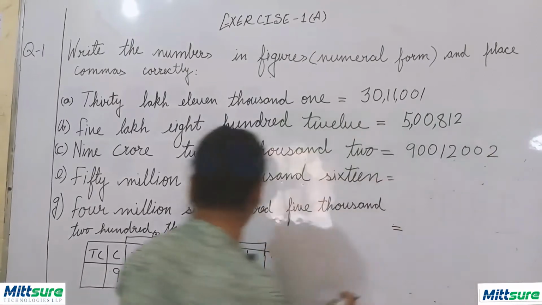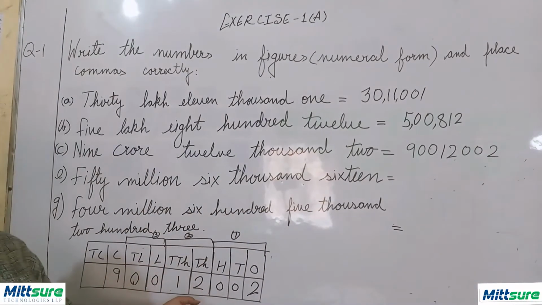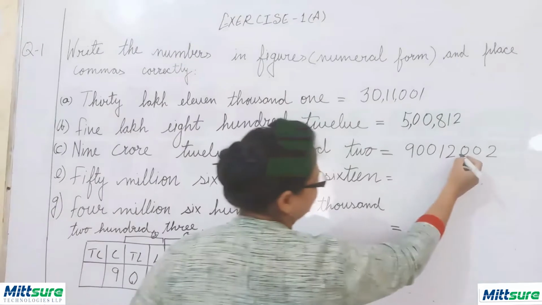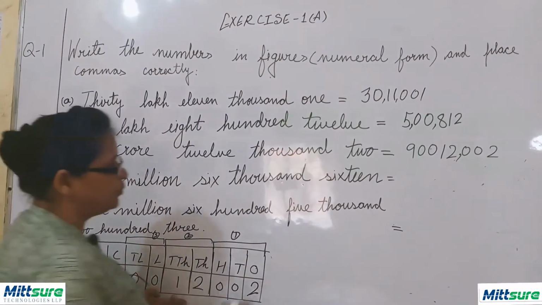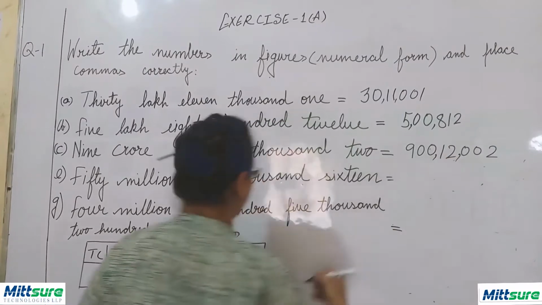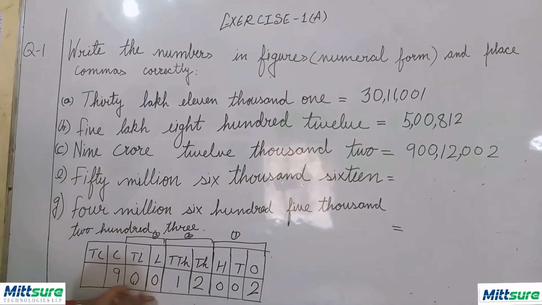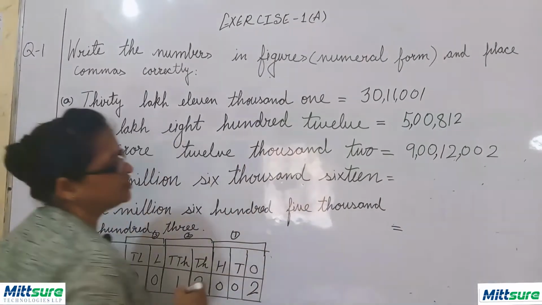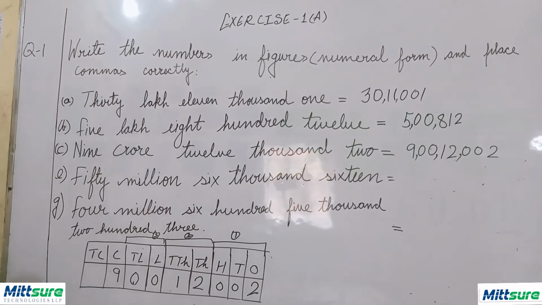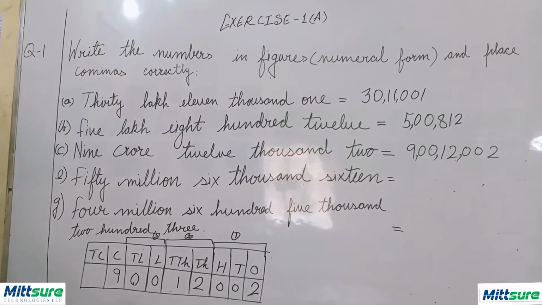Now we will see the periods. The last 3 digits are the first period, so we will put the comma after the first period. The second period is 12, so we will put a comma before 12. Now the lakh period is 0 0. After 2 digits we will put the comma. Now this is 9 crore 12,002.